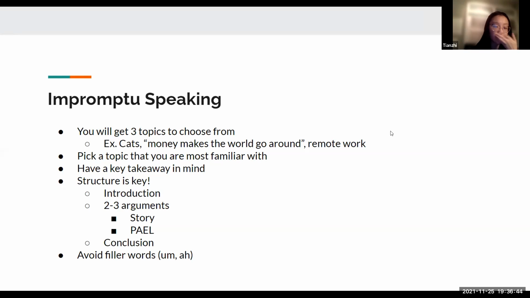And last but not least, avoid filler words. Filler words are words that don't really mean anything, but people say to feel more comfortable speaking. It could be words like um or ah or like. When you have an impromptu speech and you don't have that much time to prepare, I find that students tend to use filler words a lot more because they feel more uncomfortable speaking.